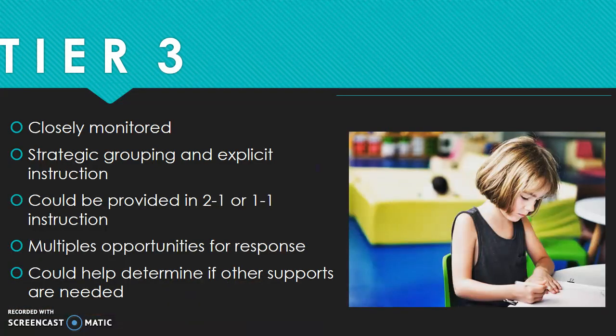Tier 3 is closely monitored. Again, it could look like one-to-one, one teacher, one student, providing extremely severe supports for those students that are struggling. And again, you want to make sure that you're monitoring and assessing students as needed.